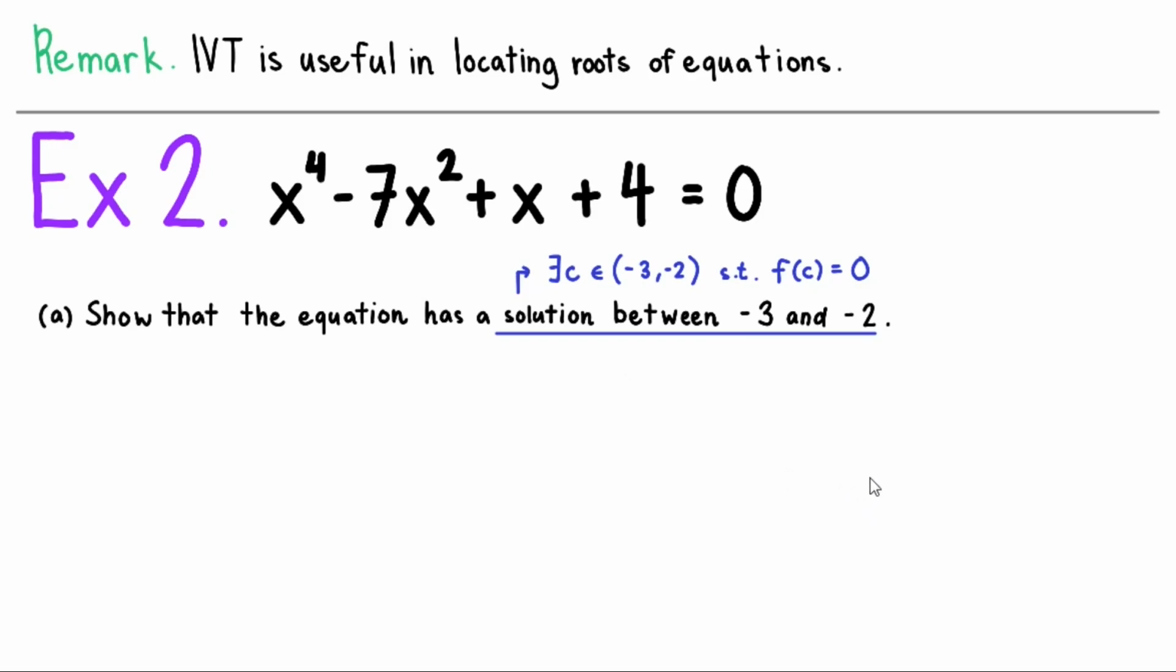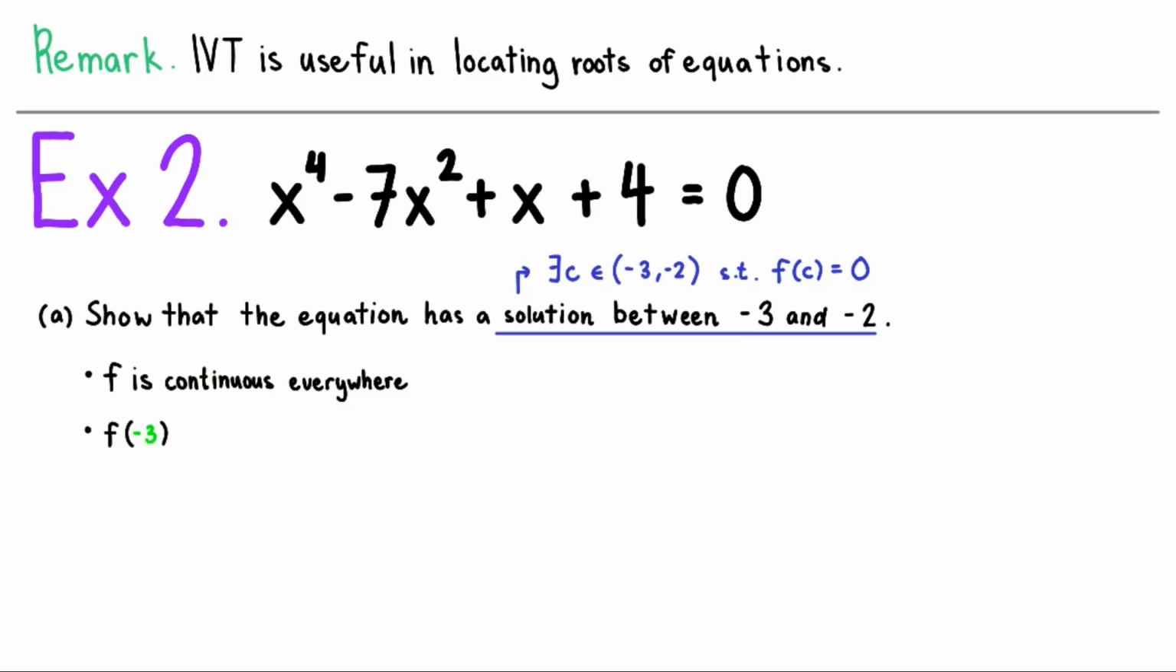First, note that clearly f is continuous on the closed interval [-3, -2], since this one is a polynomial, and we know polynomials to be continuous everywhere. So we have f is continuous everywhere. Next, we check the function value at the bounds, starting with f of -3.